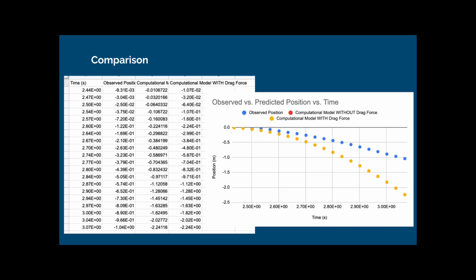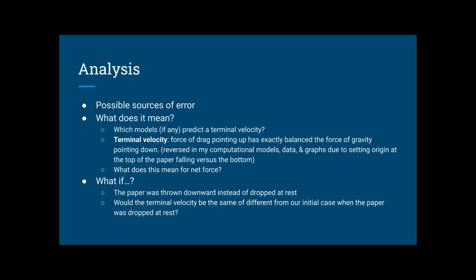A possible source for error in my predicted Tracker data is that we were the ones dropping the piece of paper, so there was room for human error that would have altered our initial conditions. Also, if only gravity were acting on the paper, then it would have fallen straight down, but instead it started veering to the side as time progresses. So although we assume air resistance to be 0, this is definitely not the case.